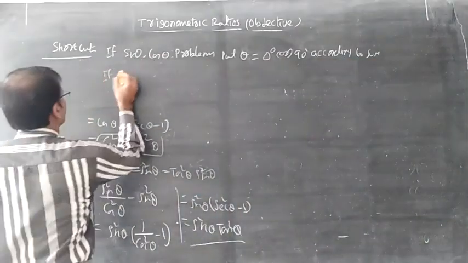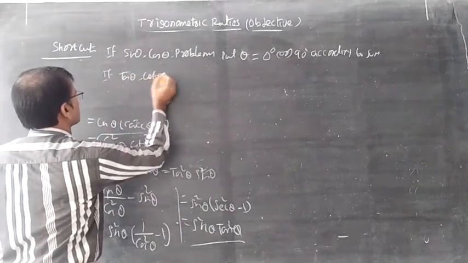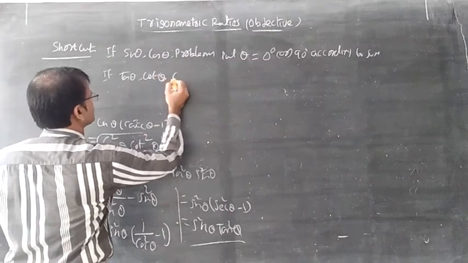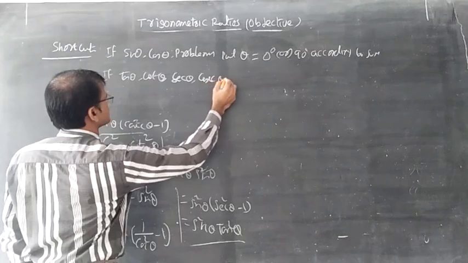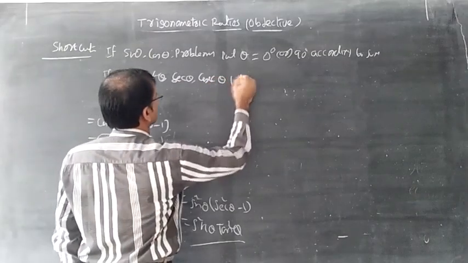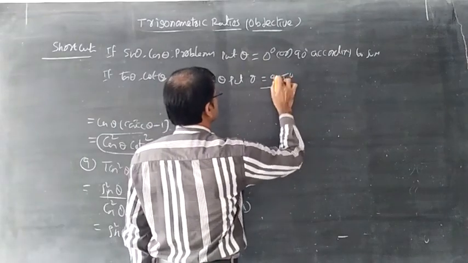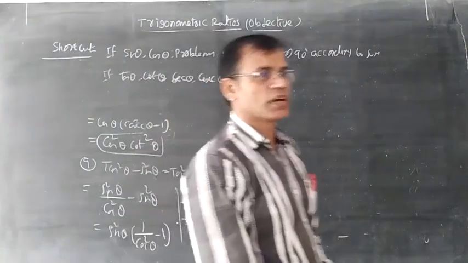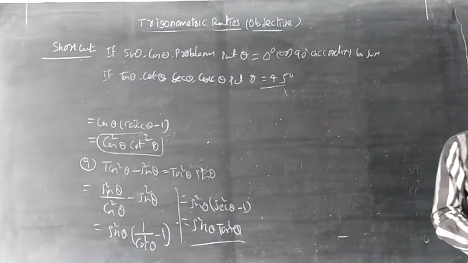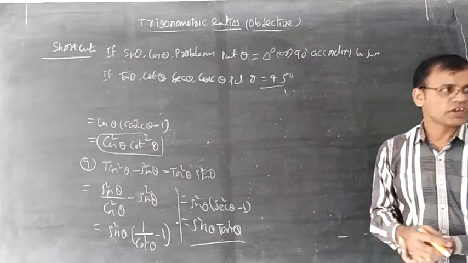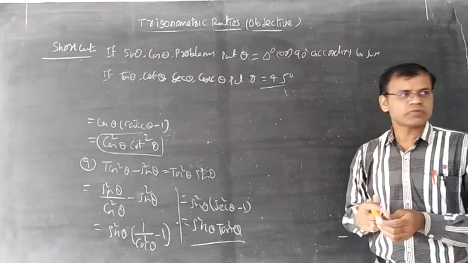In all other cases, if tan theta, cot theta, secant theta, cosecant theta, put theta equal to 45. In maximum sums you will get answers. Whenever you substitute theta equal to 45, there is no question of infinity. In so many cases a tan and a cot come side by side.